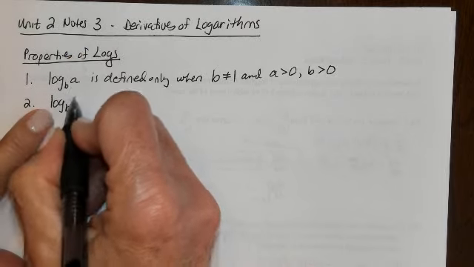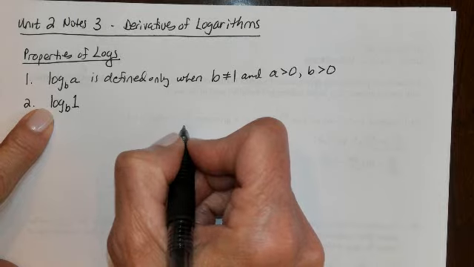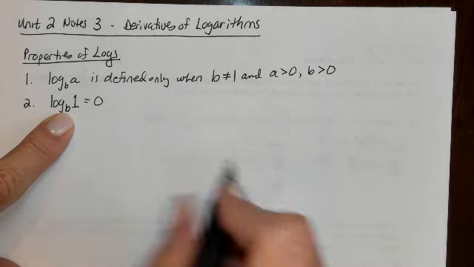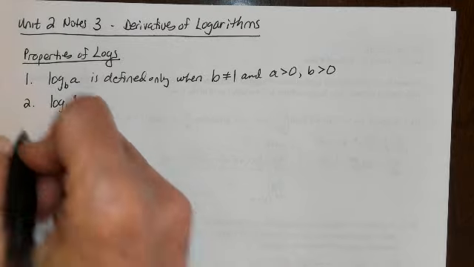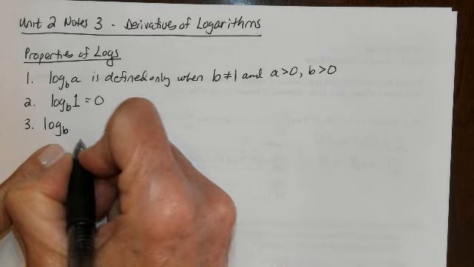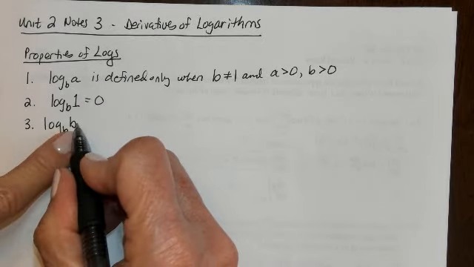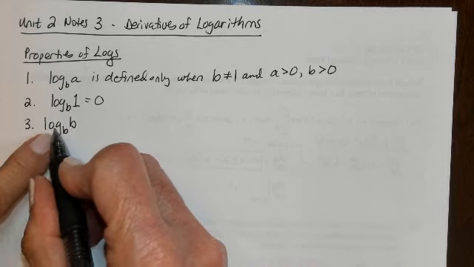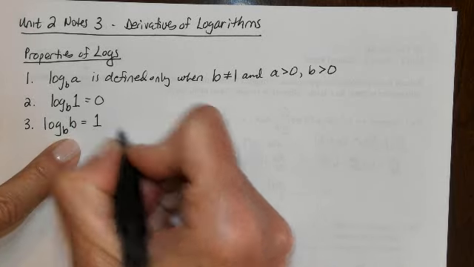Number 2, log base b. If the argument, if a is 1, so if you have a 1 here, any base, this log would be 0. So if the argument is 1, the whole log is 0. Number 3, if your base is the same as your argument, so maybe log base 7 of 7, log base 5 of 5, log base e of e, those are all 1.